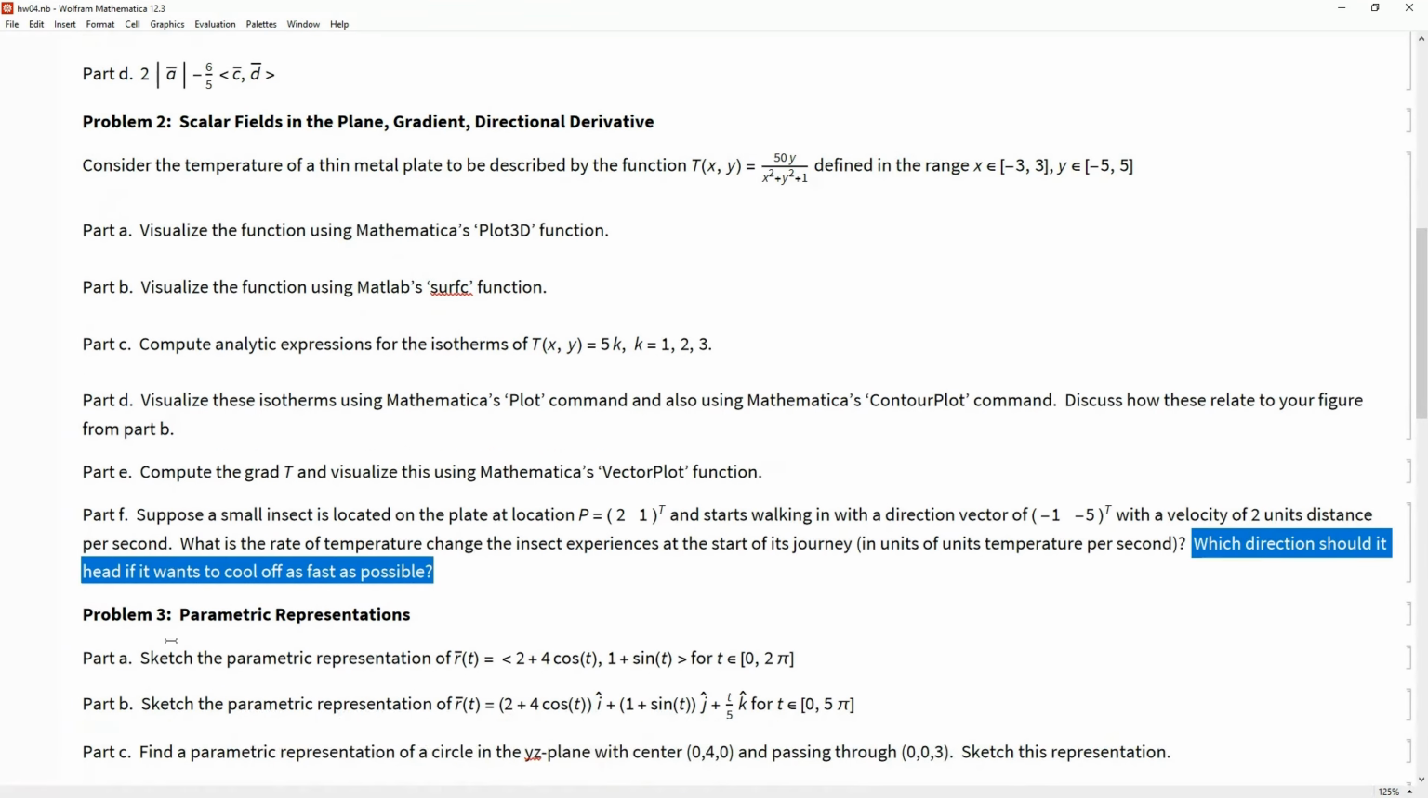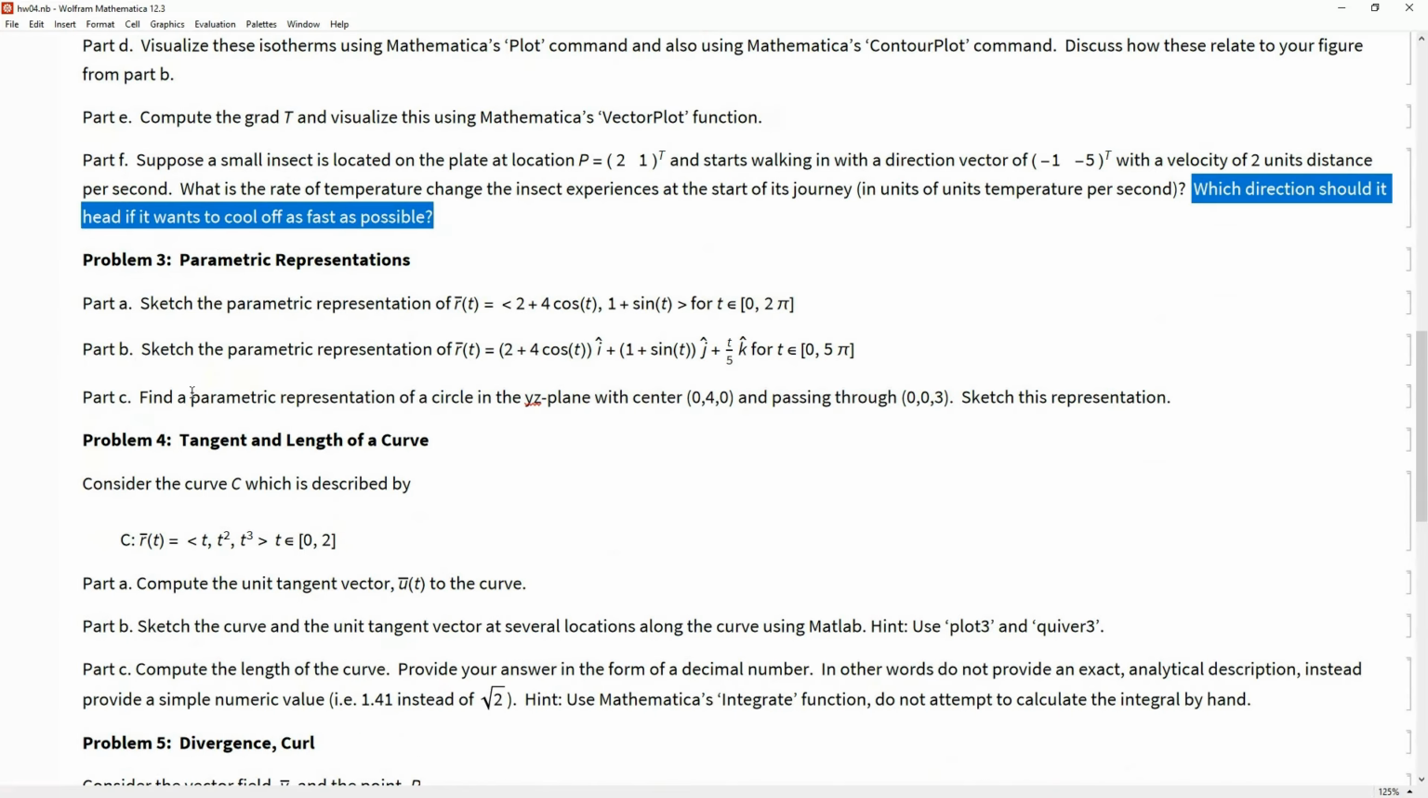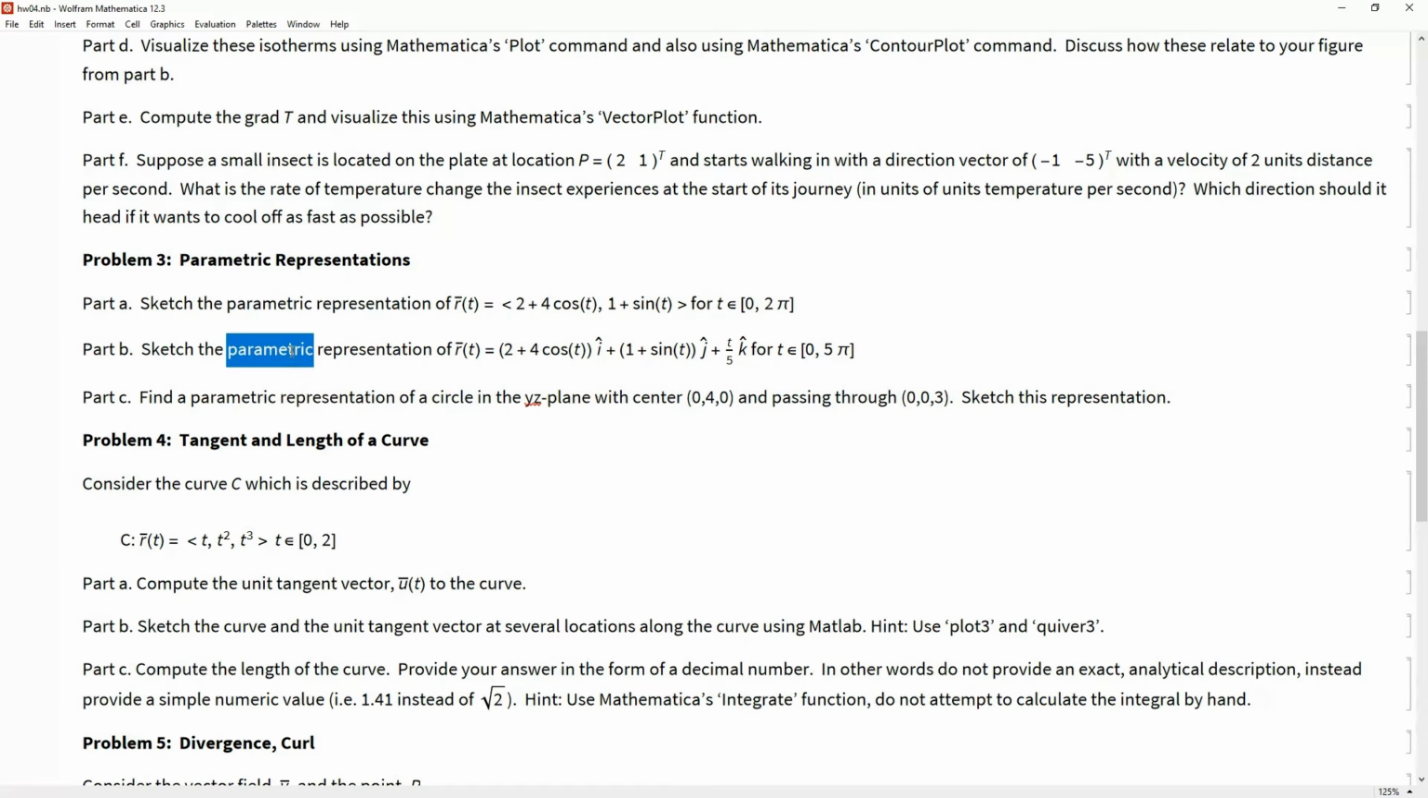Okay, great. Let's move on then. Problem 3, this is pretty self-explanatory. I'm going to give you a parameterization of a curve. Just go ahead and sketch it, either by hand or by a computer tool. And then part B, I'm going to give you another parametric representation. Do the same thing. Just sketch it or use a computer tool.